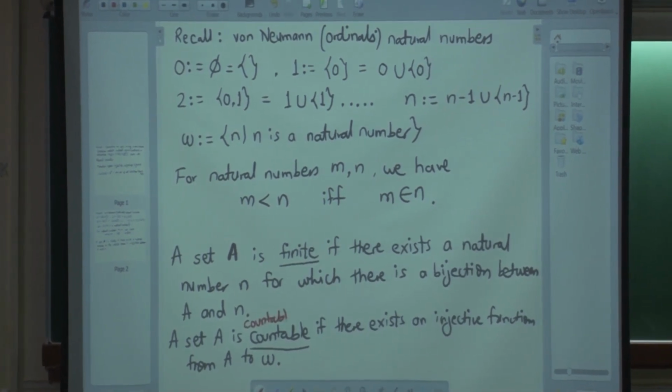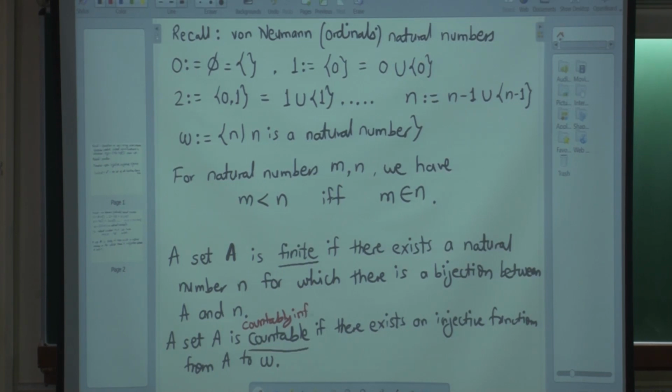So countably infinite, some people also call it denumerable. I'm just going to put those terms here. If you read a book, then it might also be called denumerable. So instead of injection, they will use a bijection. If there exists a bijective function from A to omega, then it is a denumerable or countably infinite set.